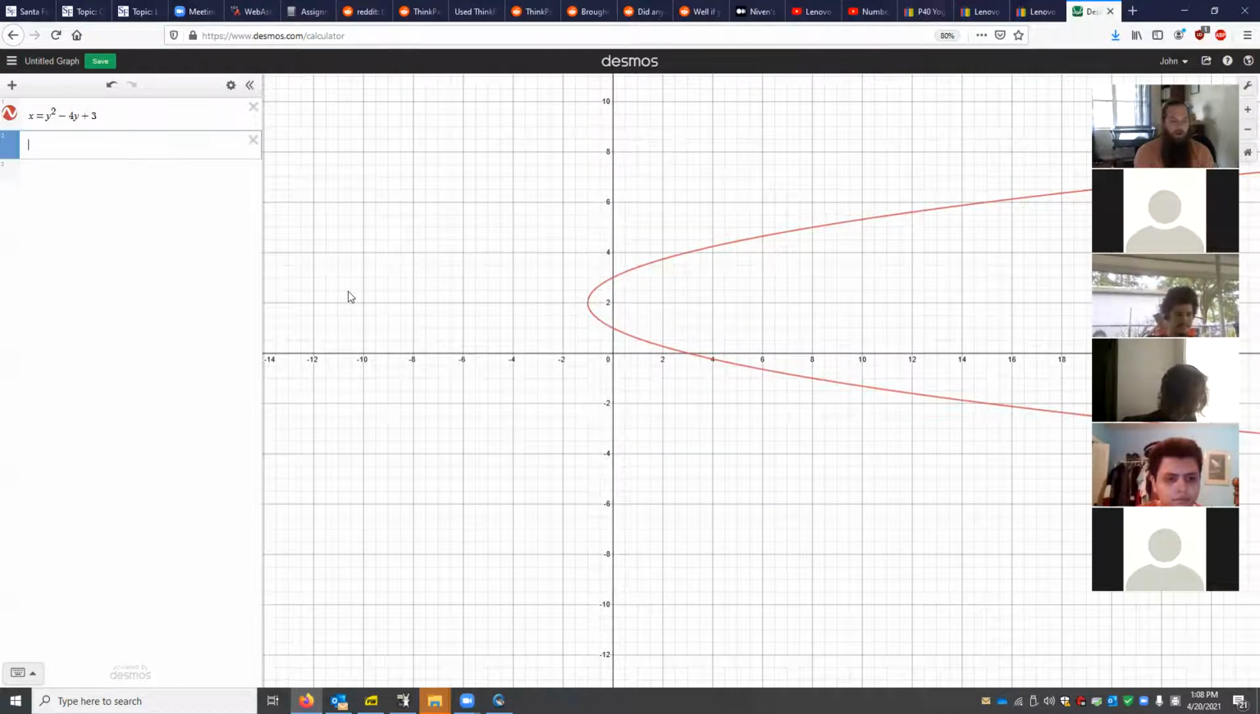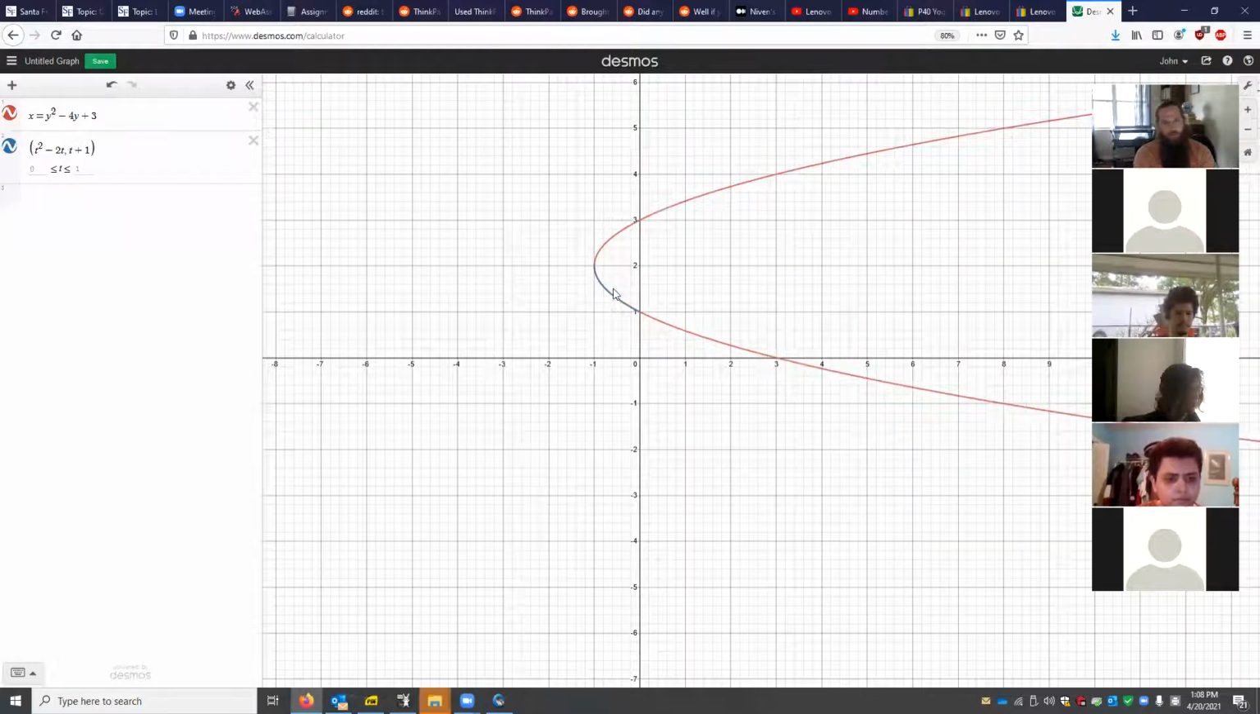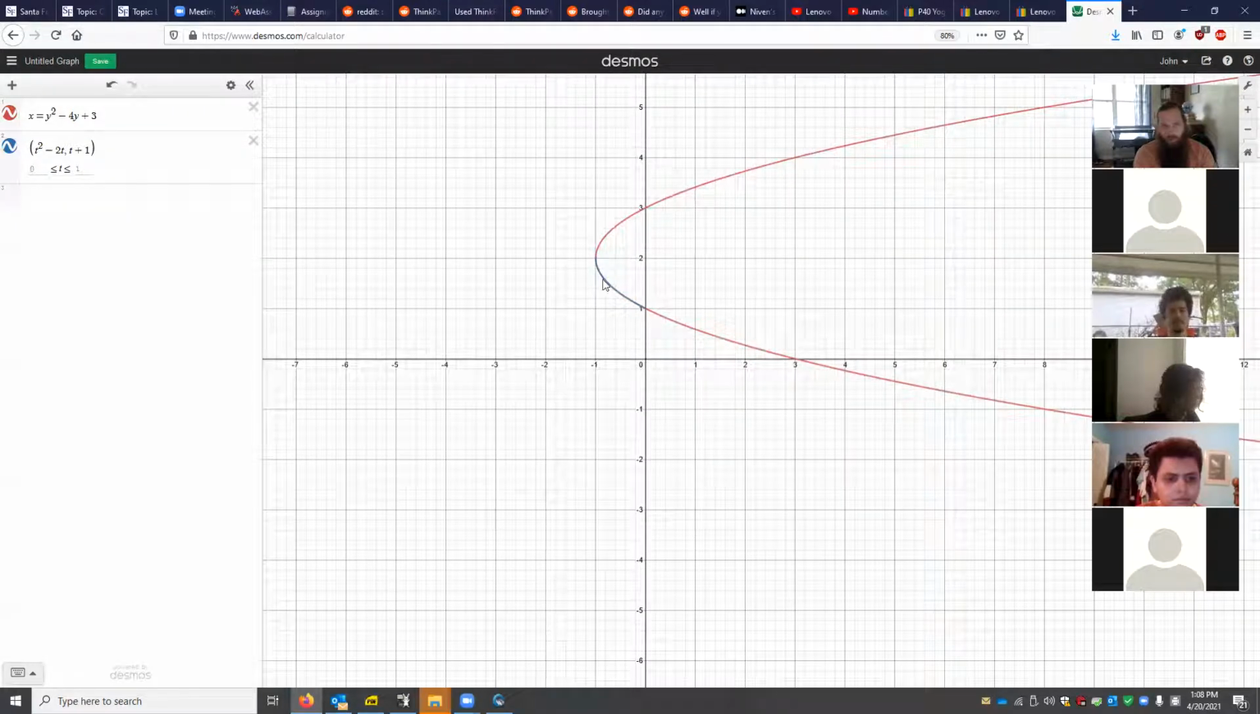If I want to put in the parametric equations, we type them like this, but instead of the x here, I type the x equation, t squared minus 2t. And instead of the y here, I type the y equation, t plus 1. And now you see this little blue piece showing up here. That blue is the portion of this parabola that would be traced by my parametric equations if t is allowed to run from 0 to 1.